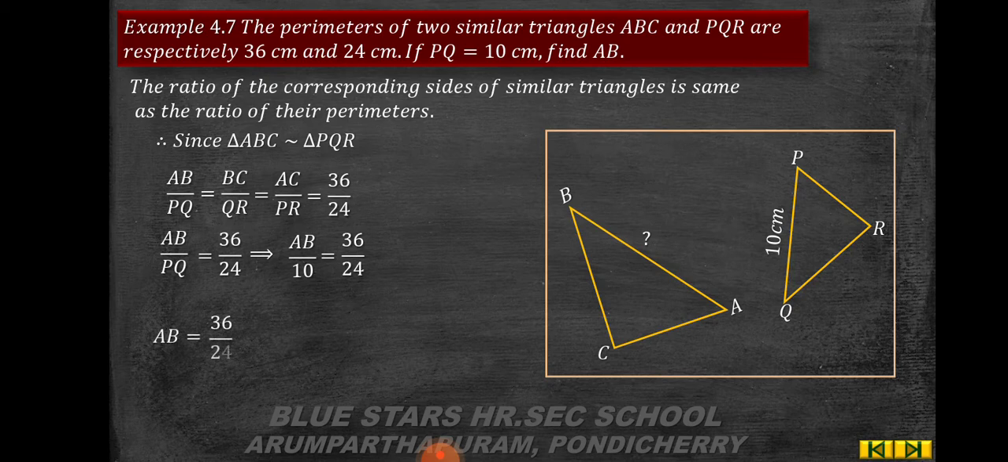Therefore, AB by PQ is equal to 36 by 24, which implies AB by 10 is equal to 36 by 24. So, AB is equal to 36 by 24 into 10. 36 and 24 get cancelled, 6 times and 4 times. Again 4 and 6 get cancelled, 2 times, 3 times. Again 2 and 10 get cancelled, 5 times. Therefore, the value of AB is equal to 15 centimeter.